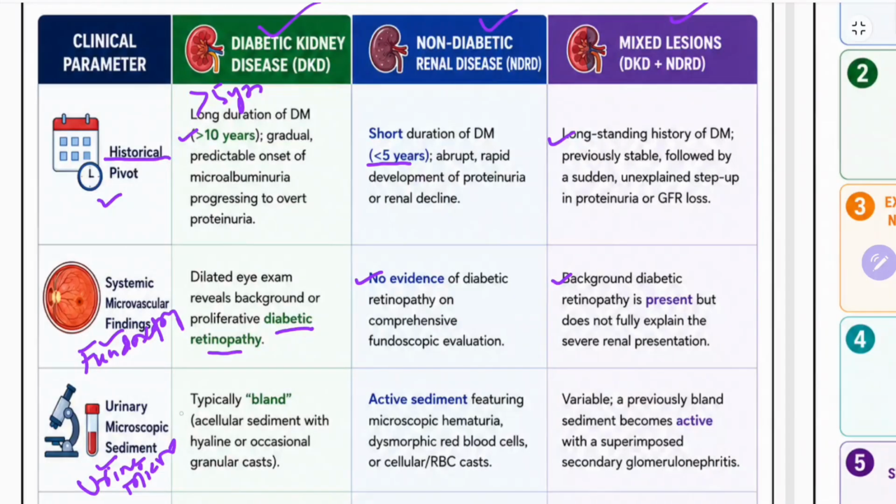Urinary microscopy is typically bland in DKD. There will be acellular sediment with hyaline or occasional granular casts, whereas in NDRD there will be active sediment with hematuria, dysmorphic RBCs, RBC casts, or cellular casts also. In mixed lesions it will be variable: a previously bland sediment becomes active with a superimposed secondary glomerulonephritis.